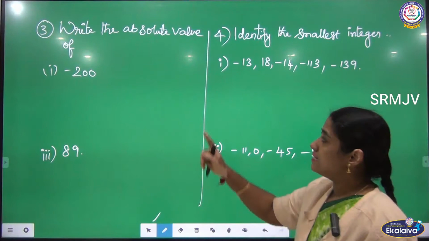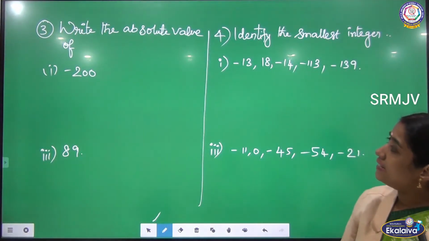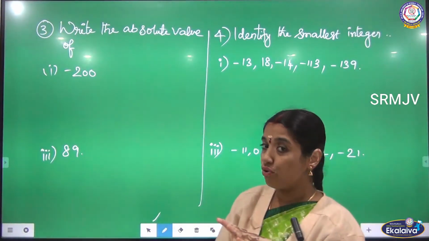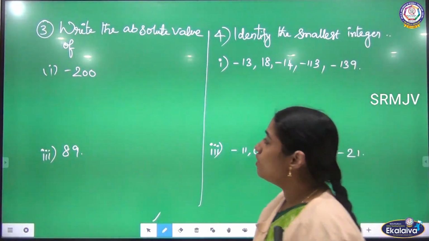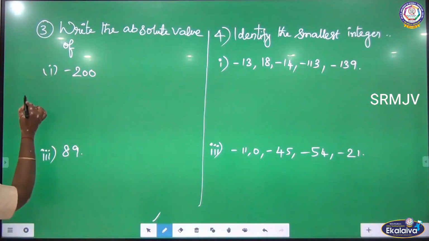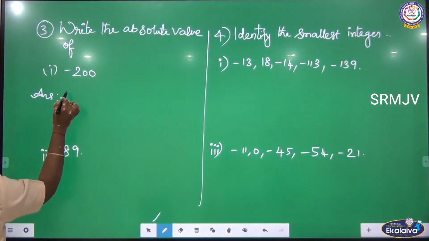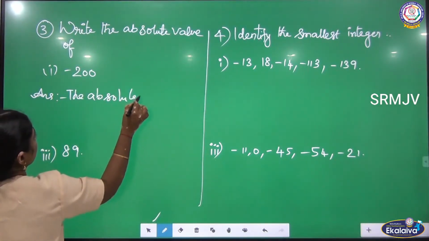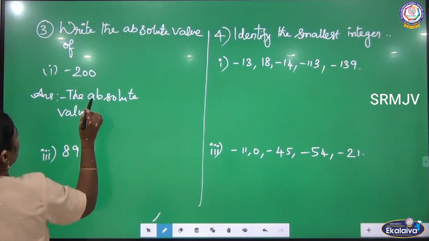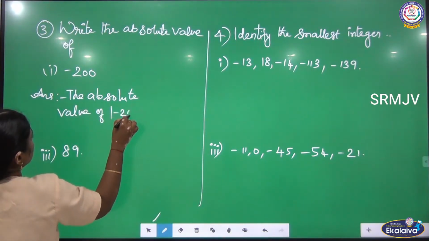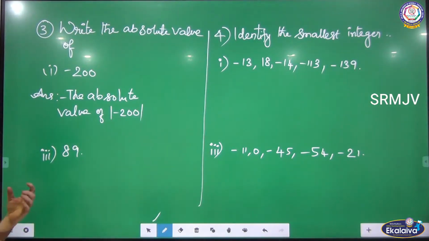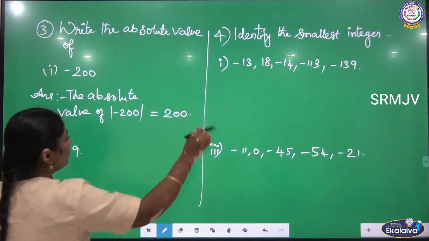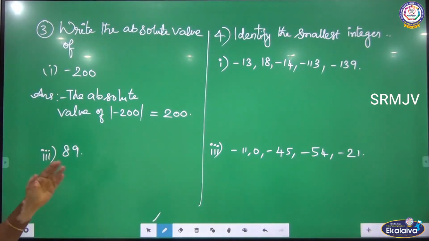Listen. I said in the introduction class itself, write the absolute value of minus 200. Listen, there is no negative in the absolute value. So when I am writing the absolute value of minus 200, what is my answer? The absolute value of minus 200, you have to write in the modulus. So once you remove the sign, you get the positive answer. The number never changed. The number is as it is.